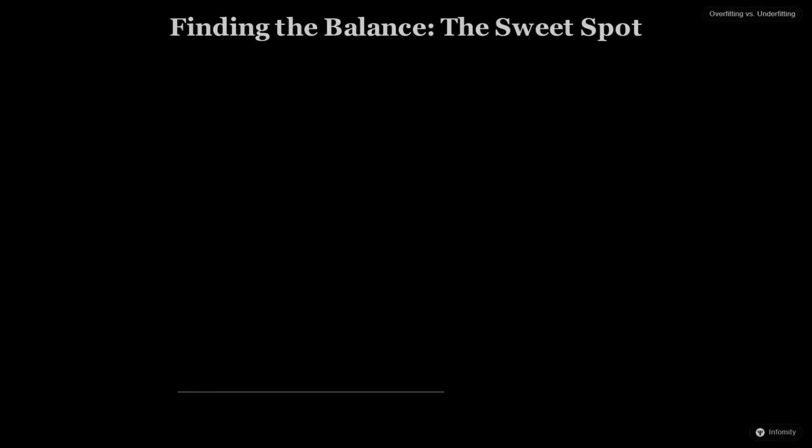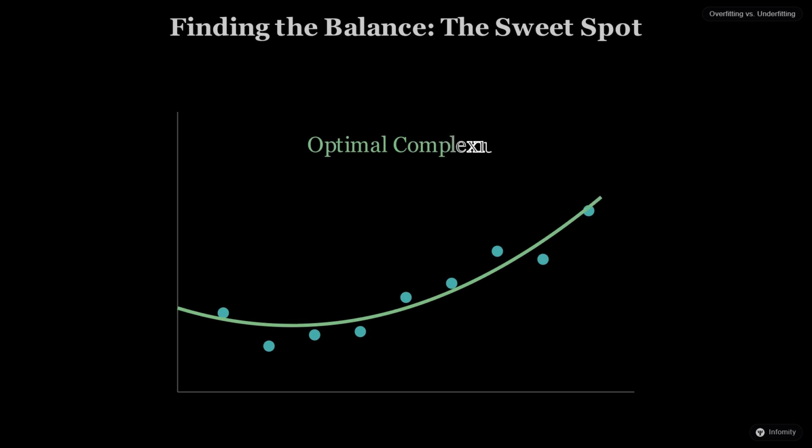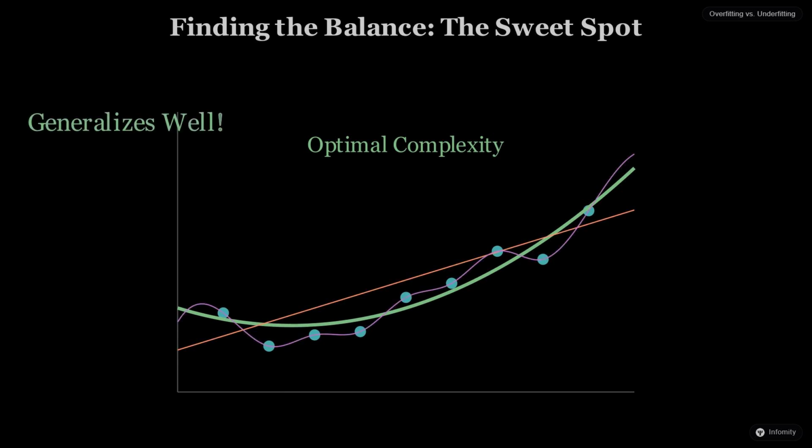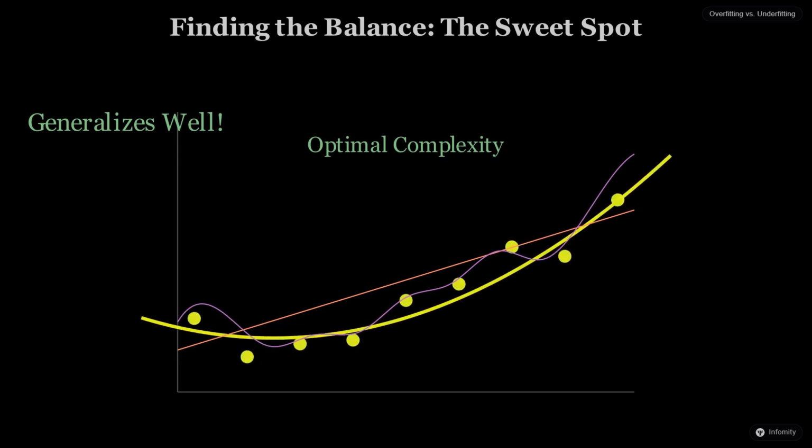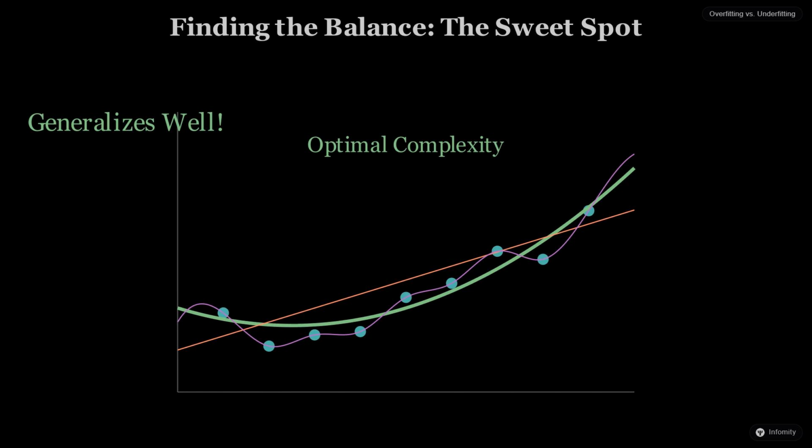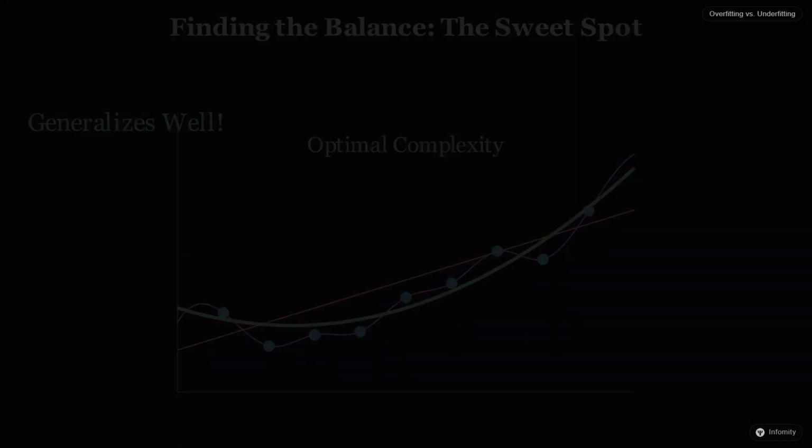So, if underfitting is too simple and overfitting is too complex, what's the ideal scenario? We're looking for the just right model, one that captures the underlying patterns without memorizing the noise. This balanced model generalizes well, performing accurately on both training and new, unseen data. Finding the sweet spot of model complexity is crucial for building effective machine learning systems that can make robust predictions in the real world.